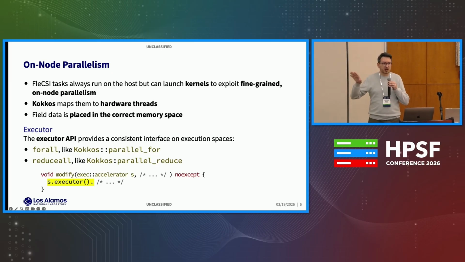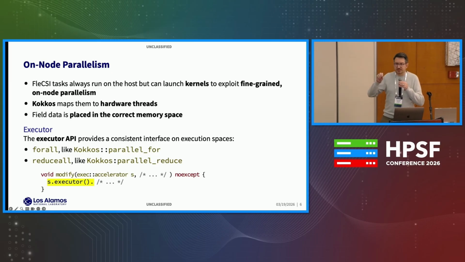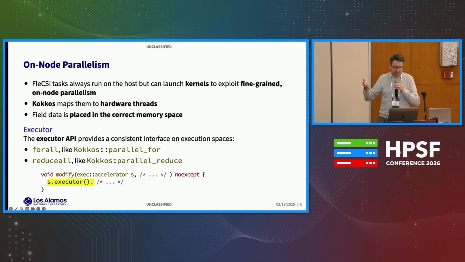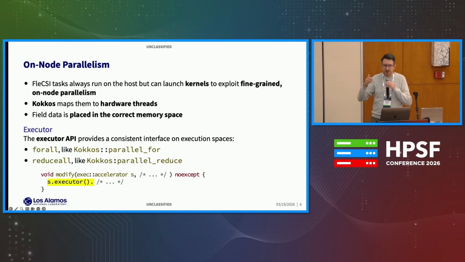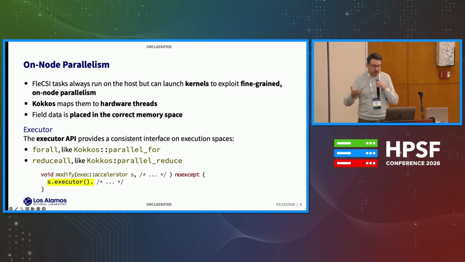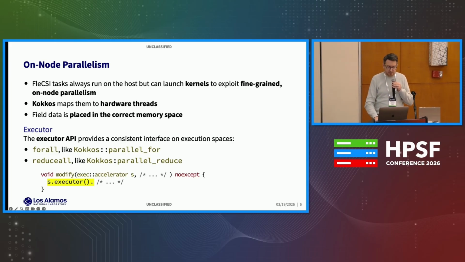The tasks always execute on the host. What FleCSI does is move the data to the correct memory space, and then Kokkos takes care of the dispatch to the hardware threads. Now, we have this executor API, which gives us a consistent interface for the various execution spaces. We have a forall and a reduceall, which under the hood are implemented using Kokkos parallel_for and parallel_reduce.